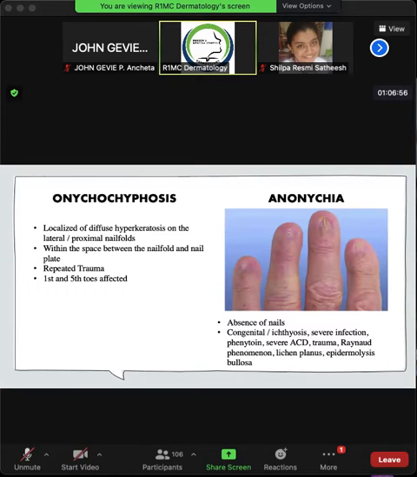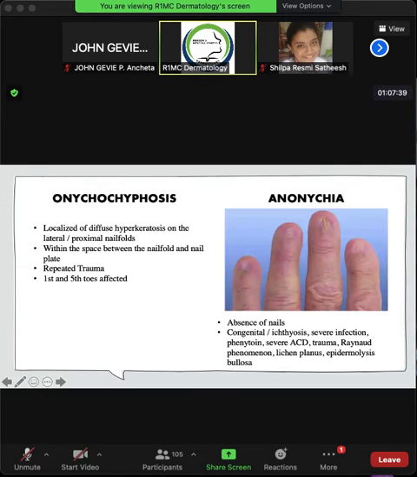So we also have your onychocytosis. These are a common finding in the elderly population, and it is a localized or diffuse hyperkeratotic tissue that develops on the lateral or proximal nail folds within the space between the nail folds and the nail bed. It may involve the subungual area as a direct result of repeated minor trauma, and most frequently affects the first and fifth toes. And the use of comfortable shoes should be encouraged.